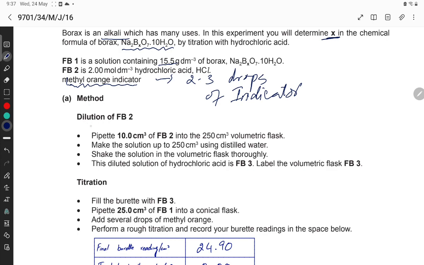Now the method is dilution of FB2. Pipette 10 centimeter cube of FB2 into the 250 centimeter cube volumetric flask. Like the pipette, you know that pipette. This is the pipette. Pipette out 10 centimeter cube of FB2 into 250 centimeter cube. This is the dilution.